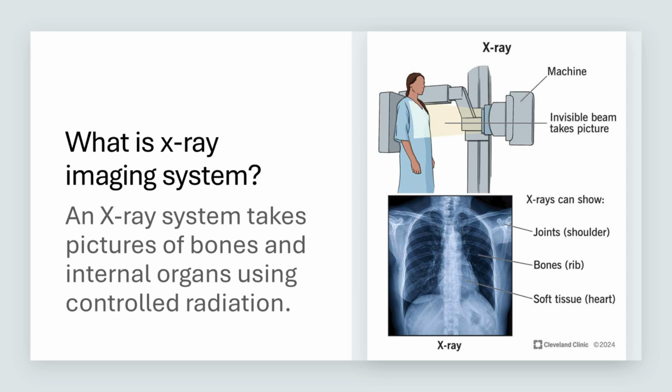X-rays are electromagnetic rays. The key components of an X-ray system are the X-ray tube, high voltage generator, image receptor, control console, and mechanical support system. We can see joints, bones, and soft tissues in an X-ray image.